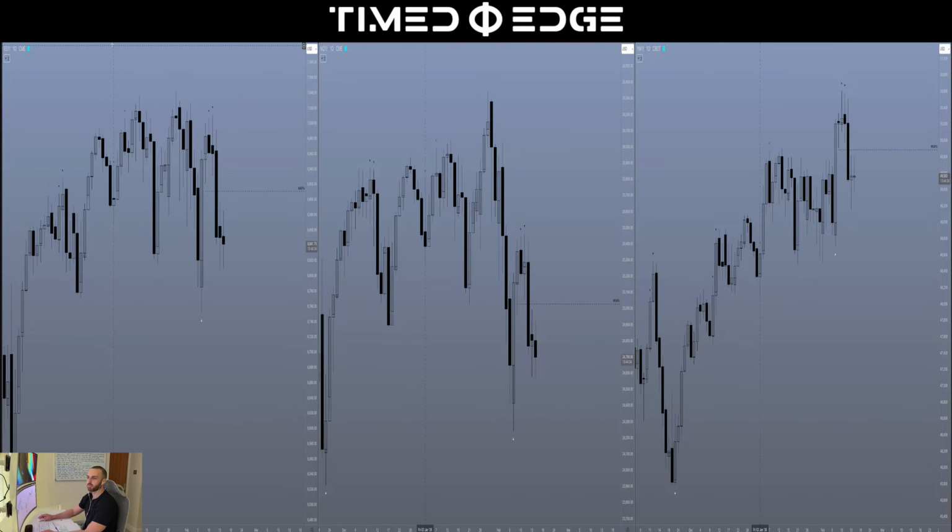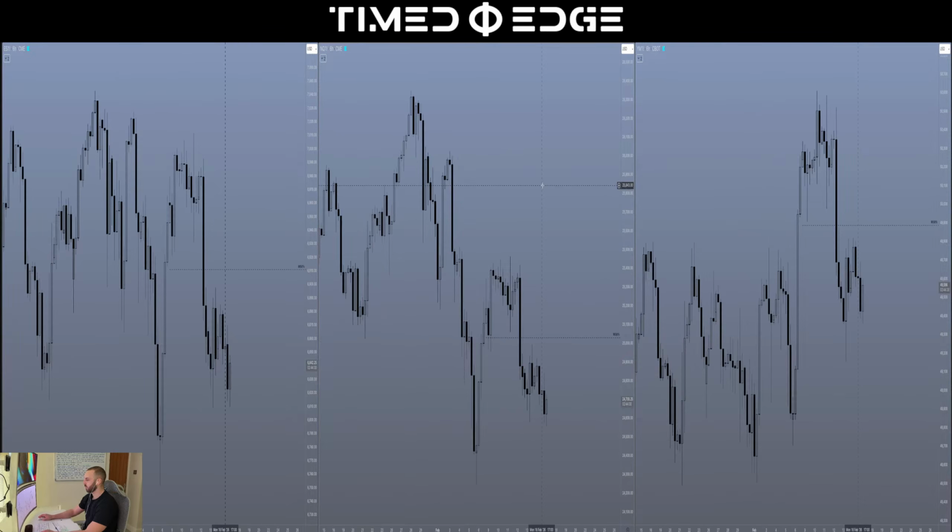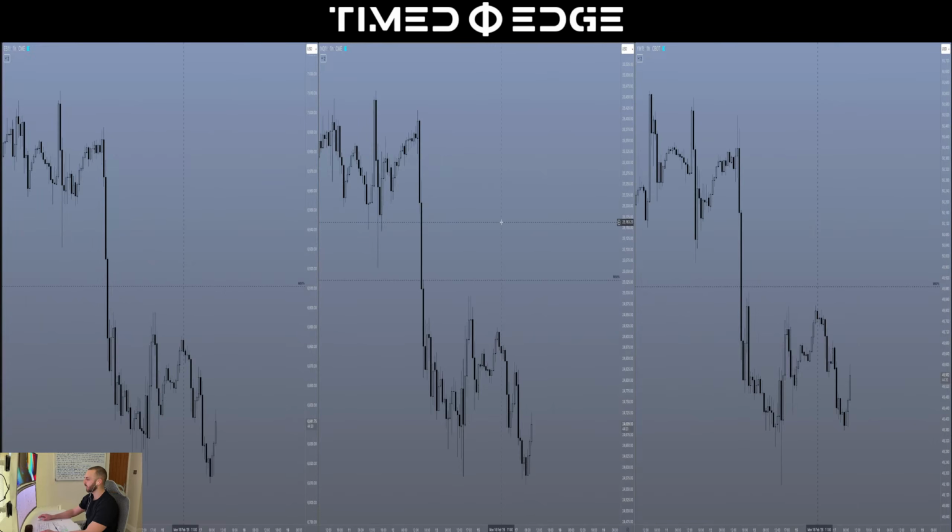Let's look at the 6 hour. All assets have wicked below Asia, below previous day's low as well. It's got no cracks in correlation, nothing we can take at the moment. So just building a story.